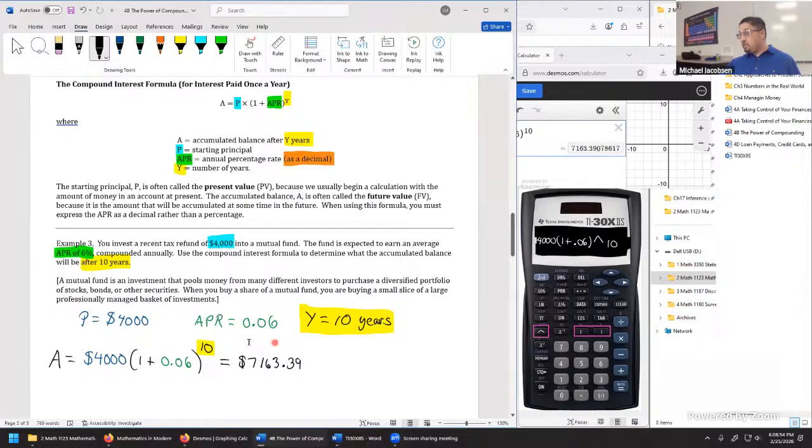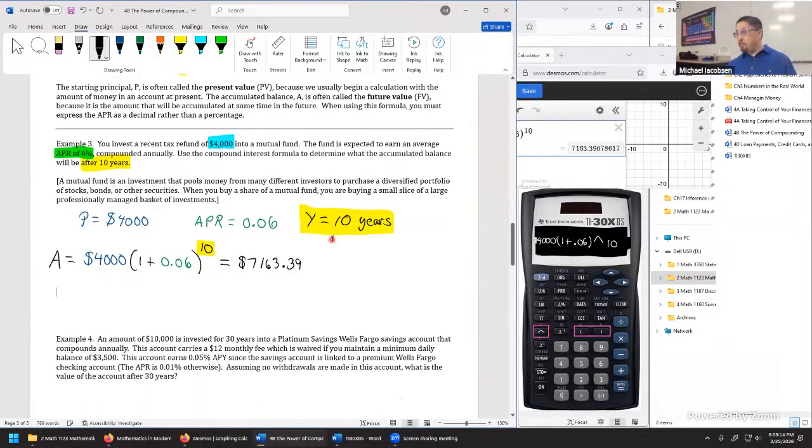Well, how's it going for folks with the calculator practice? Anyone getting anything different on their calculator so far? Okay, well, let's try it out again.